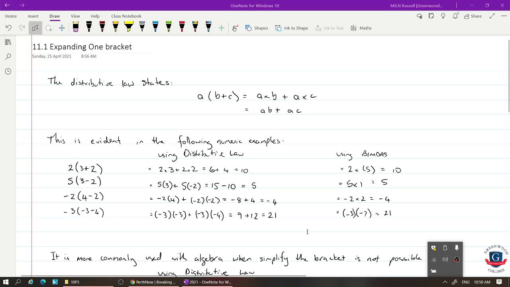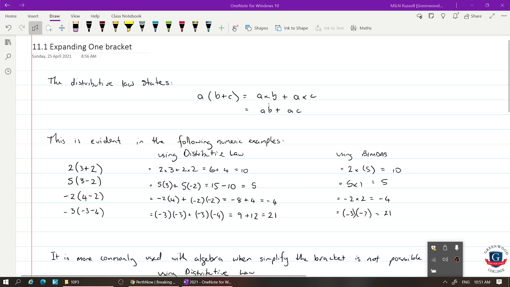Hi everybody, we're looking at how to expand a single bracket, and to do this we're going to use the distributive law. The distributive law states that if we have a term outside of a bracket, the solution can be found by multiplying what's outside the bracket by all of the terms inside the bracket. So in this case, a times b, this part, plus a times c, that part. And if we simplify this, we'll end up with ab plus ac.